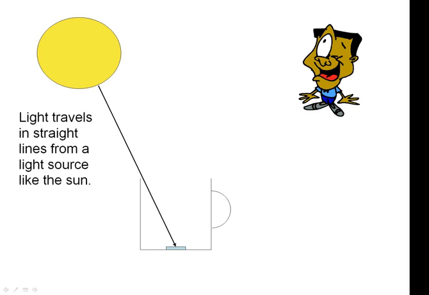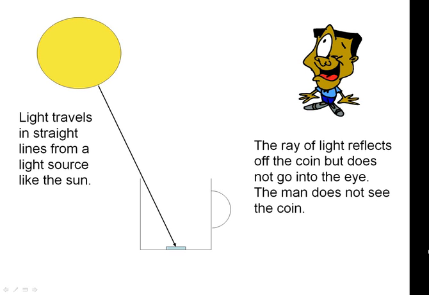Because we know light travels in straight lines. We did that last week. So the light ray from the sun hits the coin, and we know what happens. Yeah, it reflects off at the same angle. We know that. We've done all this. And as a consequence, because of where he's standing, he can't see the coin. It's too far down. It's too deep in the mug. The edge of the mug stops him seeing it.